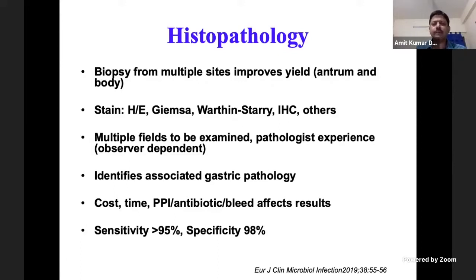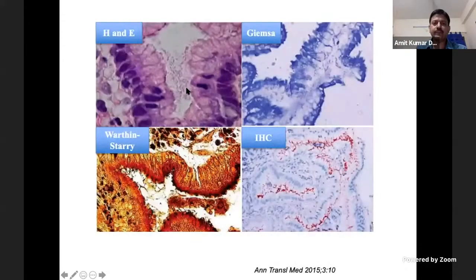The benefit of histopathology is that it also identifies any underlying pathology like atrophy, metaplasia, etc. But again, these tests are expensive. It takes some time for the result to come. And these can also be affected by use of PPI, antibiotic, etc. The one major benefit of histopathology is that it's very specific. If you see it, then you are more than 98% certain that this is H. pylori infection. So this shows pictures of the bacteria on H&E, Giemsa, Warthin-Starry, and immunohistochemistry, and they are quite easy to detect.